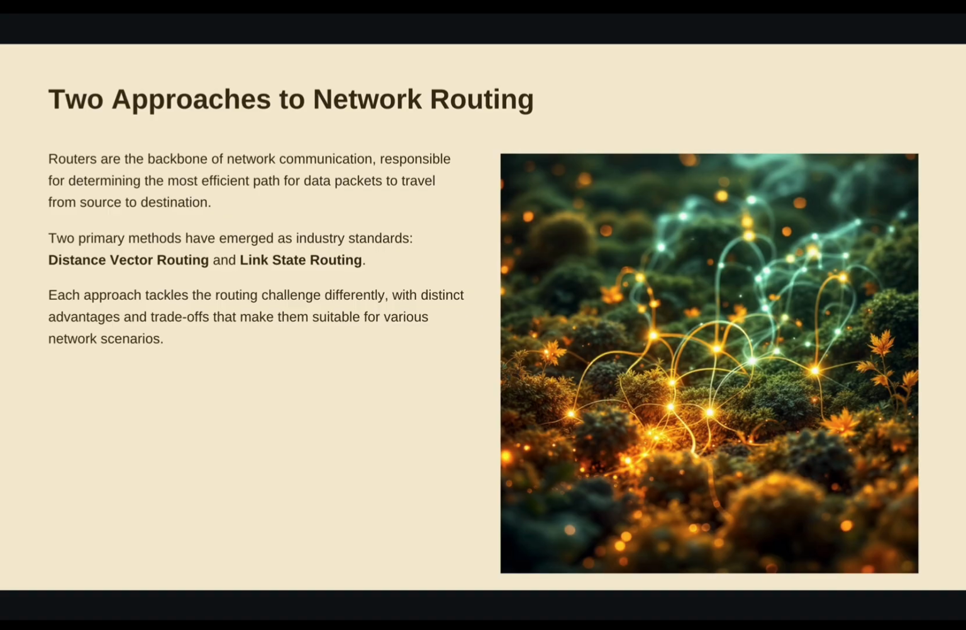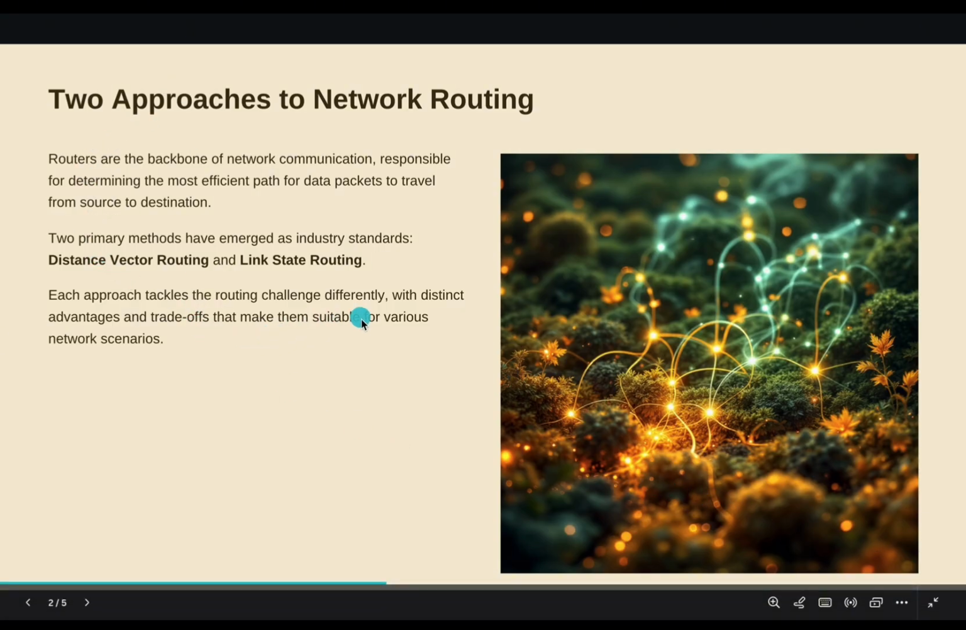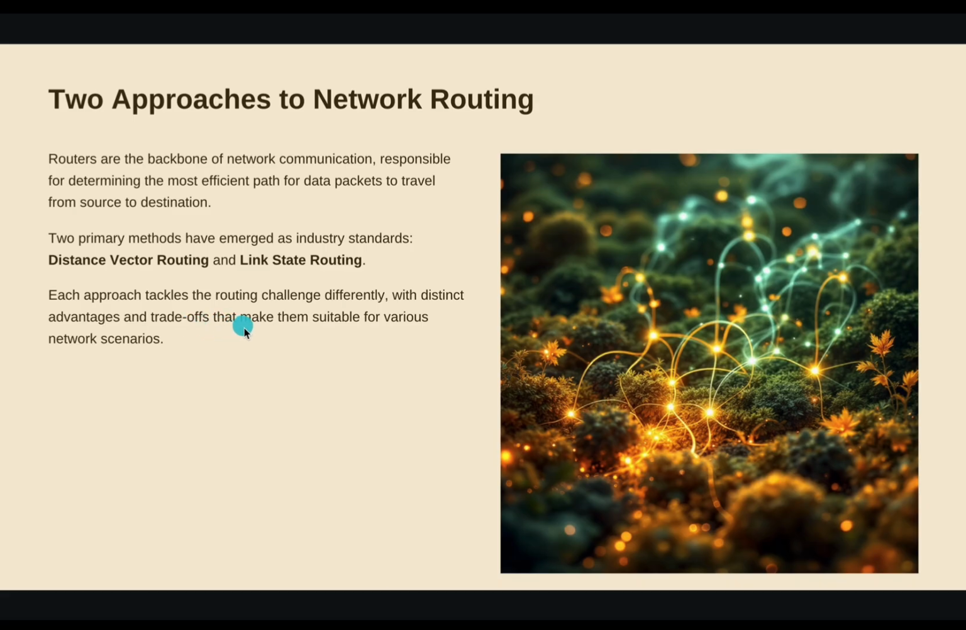Routers are the backbone of network communication, responsible for determining the most efficient path for data packets to travel from source to destination. Two primary methods have emerged as industry standards: distance vector routing and link state routing. Each approach tackles the routing challenges differently, with distinct advantages and traits that make them suitable for various network scenarios.